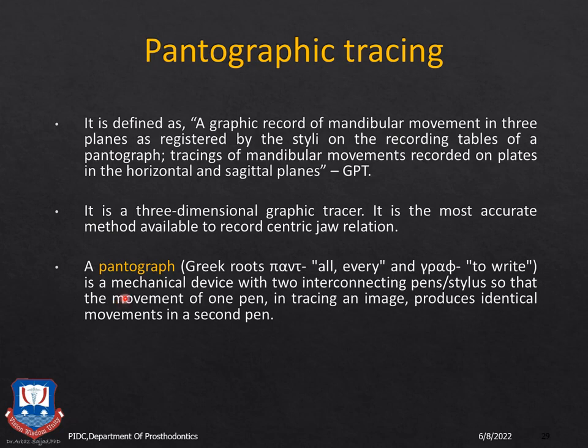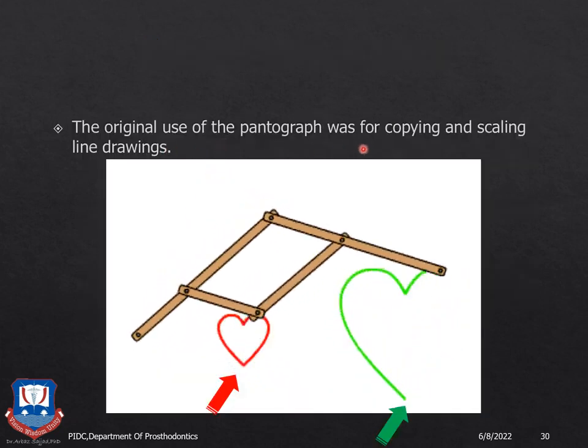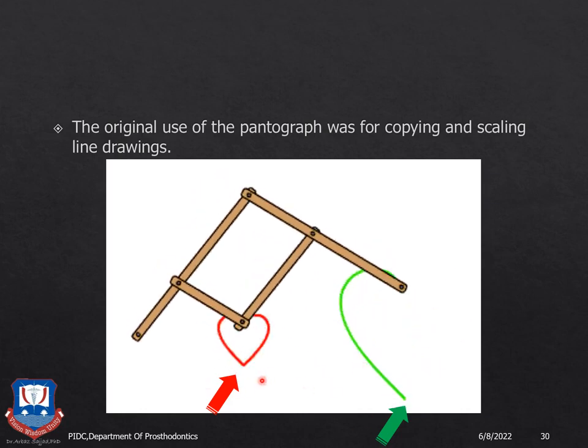In essence, pantograph is derived from two Greek words which mean all, every, and to write. It is a mechanical device with two interconnecting pens or styli, so that when the movement of one pen or tracing with one pen is done, an identical image is produced with the second pen. So basically, that's what a pantograph is. This was used in olden days, probably in the early 19th century, to make copyright drawings. That is, to copy drawings identically. So this is how a pantograph looks.